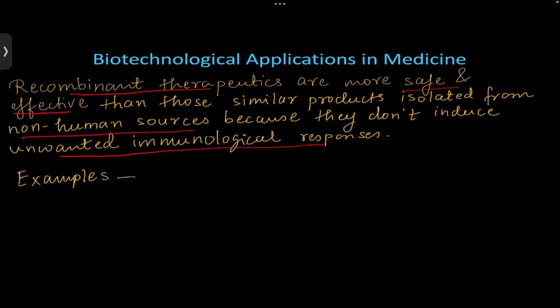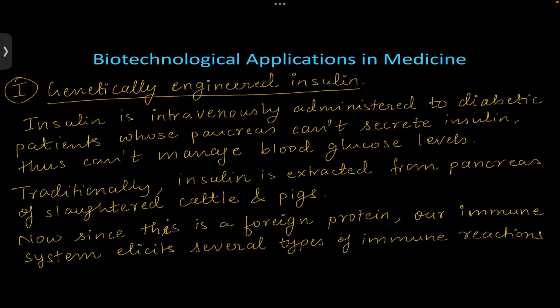Okay, now let us see some of the important applications of biotechnology, or the techniques of biotechnology, in medicine. First is the making of genetically engineered insulin. Let's talk about that: how people actually made genetically engineered insulin molecules, or the insulin hormone.